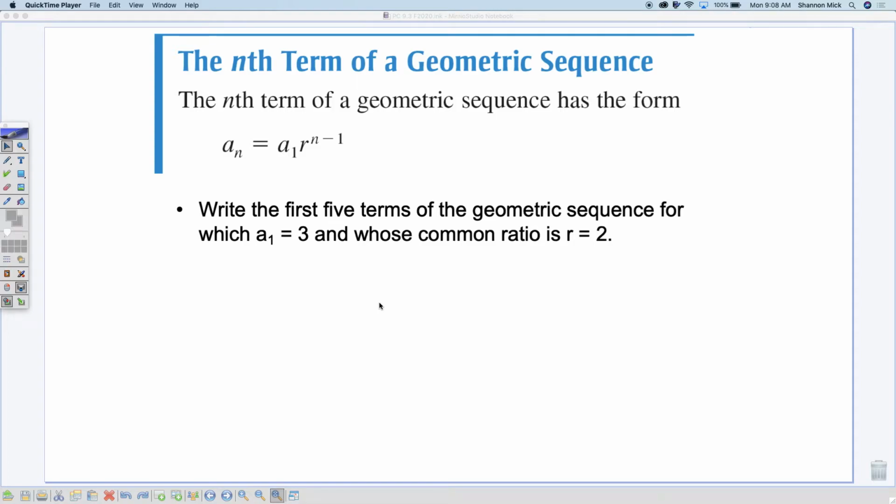We are now in 9-3, so day 2. Day 1, we saw if it was geometric, arithmetic, or neither, correct? Yes. Arithmetic has a common what? Has a common difference.